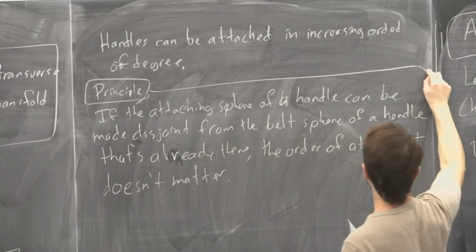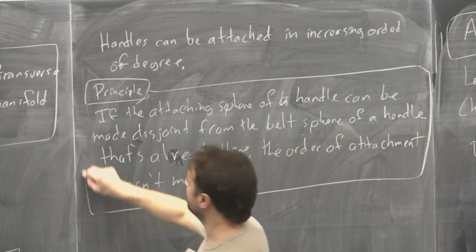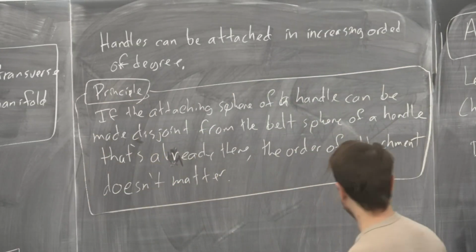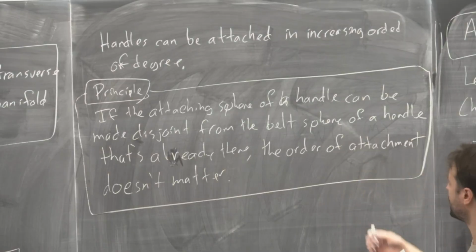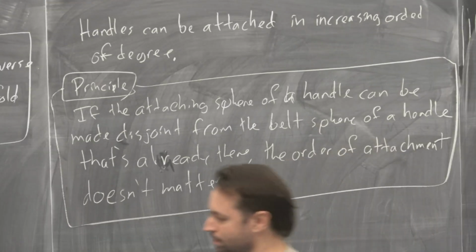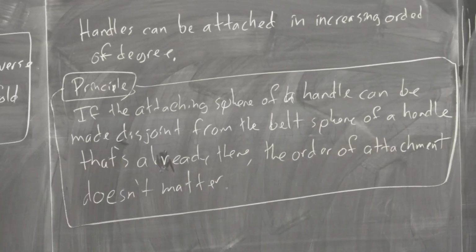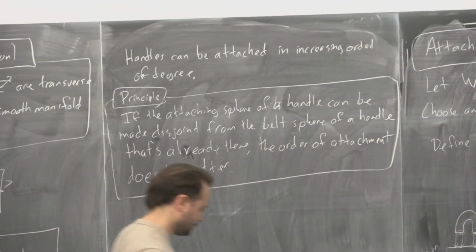So this is the principle that we're trying to apply. We're going to use transversality in order to determine when you can do that and when you can not necessarily do that. So this is actually going to be a little tougher.